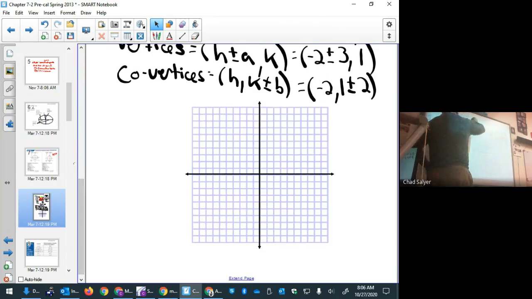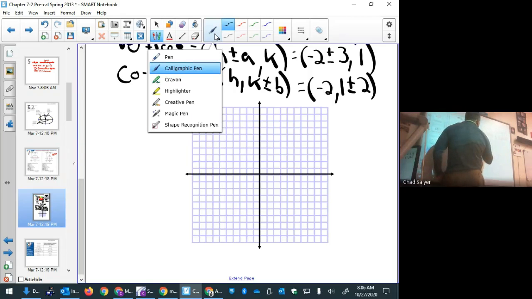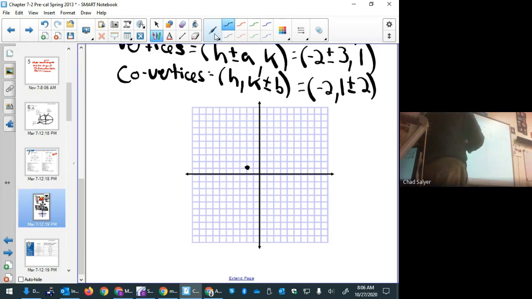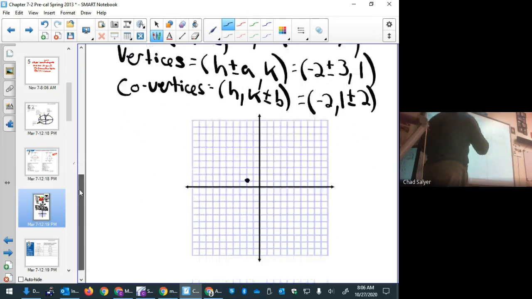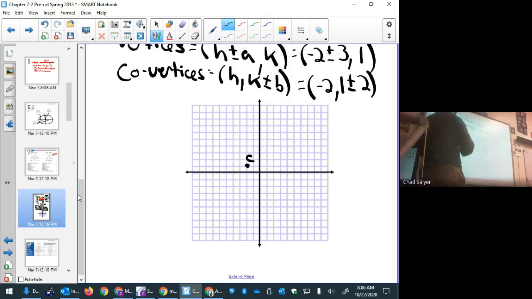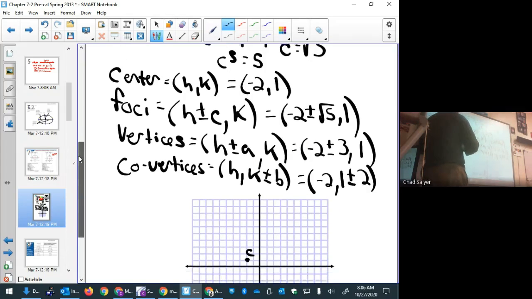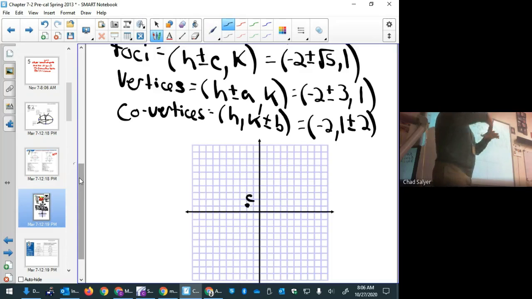All right, so let's plot our points here. -2, +1 is there, and that's the center, so we'll just label that with a little c. Then I've got -2 plus or minus the square root of 5. Now, the square root of 5 is 2 point something, so we'll just go 2 and then some change. So this is -2 minus, so that's 2 and change, +1. Go 2 and change this way, and that'll be focus 1 and focus 2.